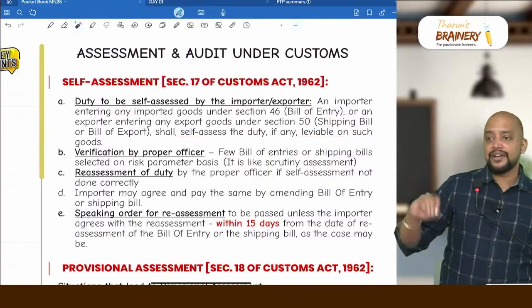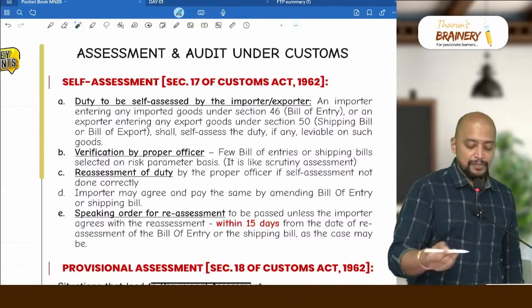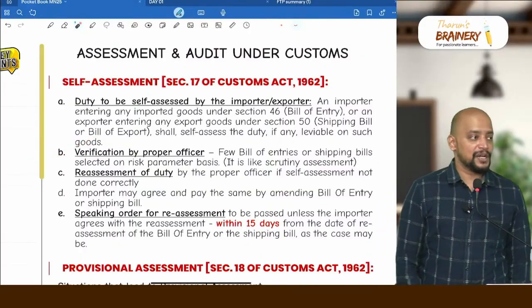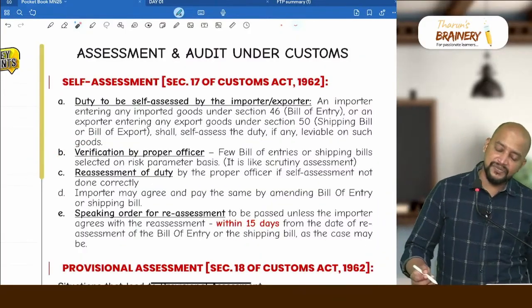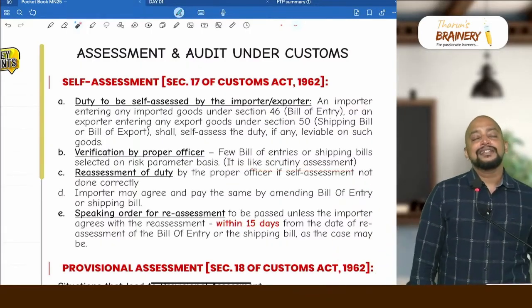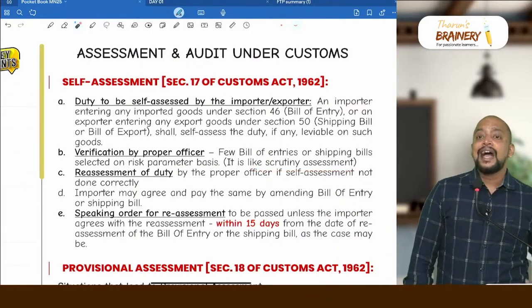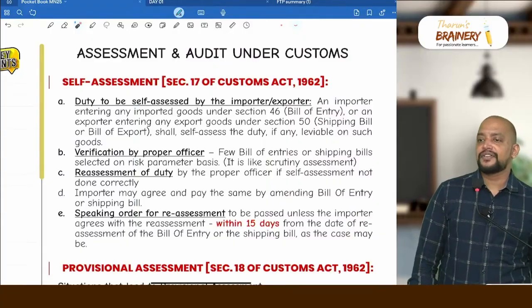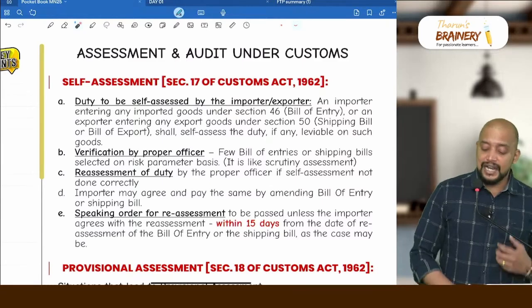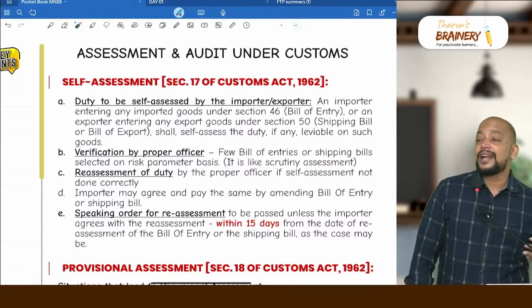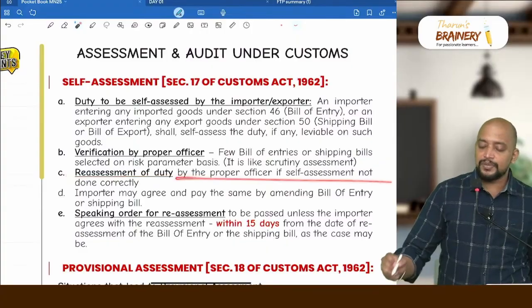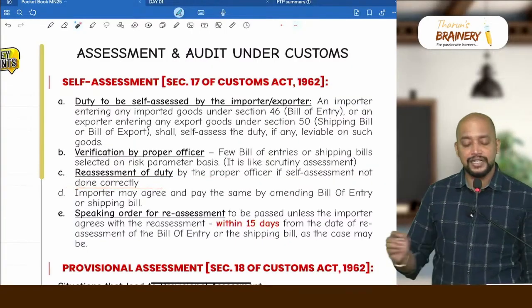So they will declare some value, do the computation and file the bill of entry. Thereafter this bill of entry will be taken up for verification by the proper officer. It is like a scrutiny assessment in income tax and GST. Not all bills will be taken up for verification; there is some risk criteria. Based on that they will verify, and if they are of the opinion that the value declared by the importer is not correct, then the proper officer does the reassessment.